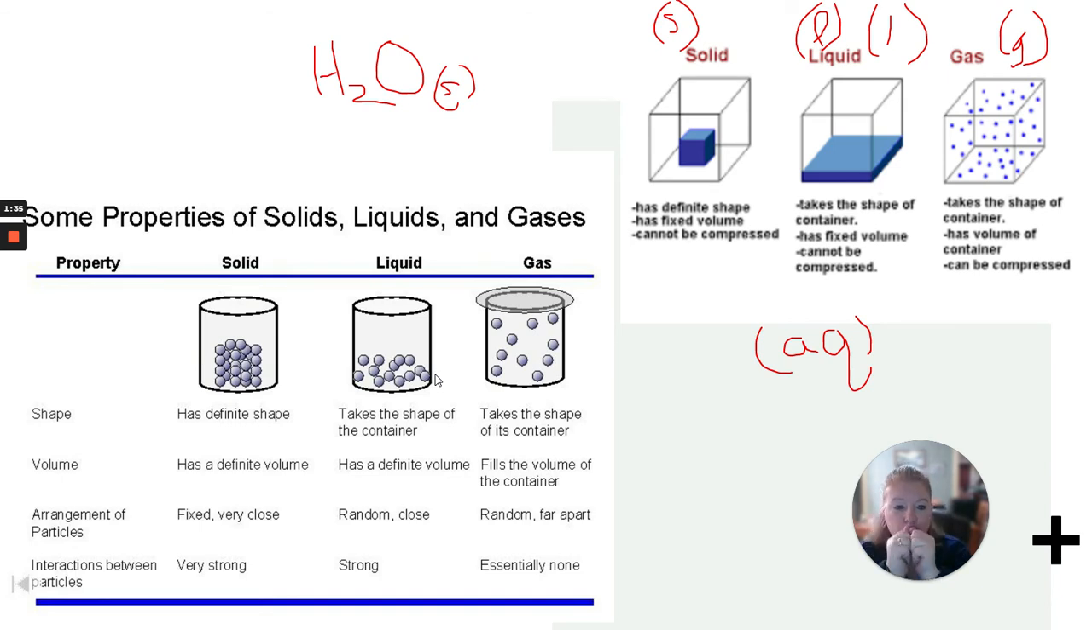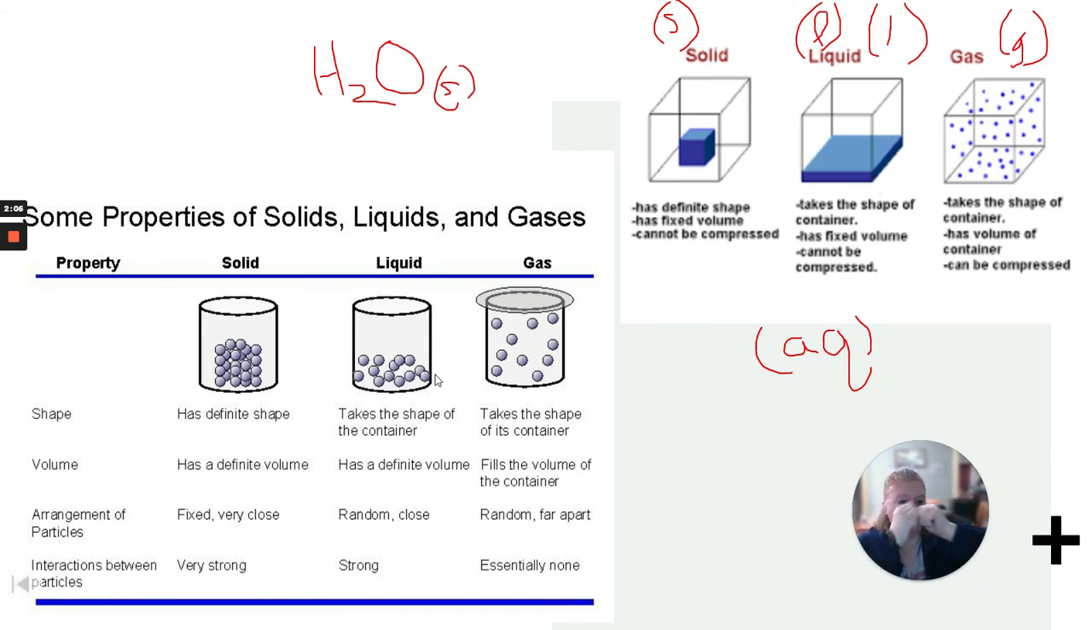In a solid, the particles are arranged very close in a geometric pattern. Sometimes the word crystalline is used. Strong attractions, intermolecular forces between the particles, very orderly arranged, okay, particles close together, and they're just vibrating, okay.